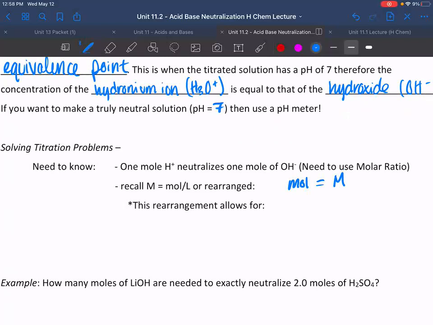My pencil's not cooperating. One moment here. So let's just say moles is equal to M times L.